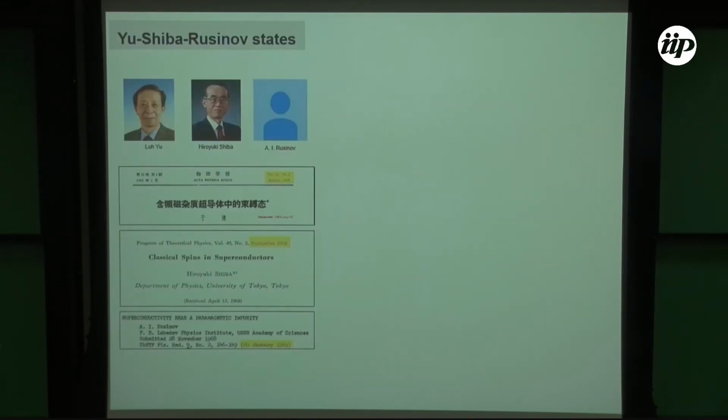And for the explanation, we were looking for the position of the Yu-Shiba-Rusinov states. So basically, in the 60s, three gentlemen independently discovered something that is today called Yu-Shiba-Rusinov states. And the idea was very simple. Assume I have a metal which has a parabolic band structure, and we are having some fixed doping at the chemical potential mu. And now assume that you are having magnetic impurities there.